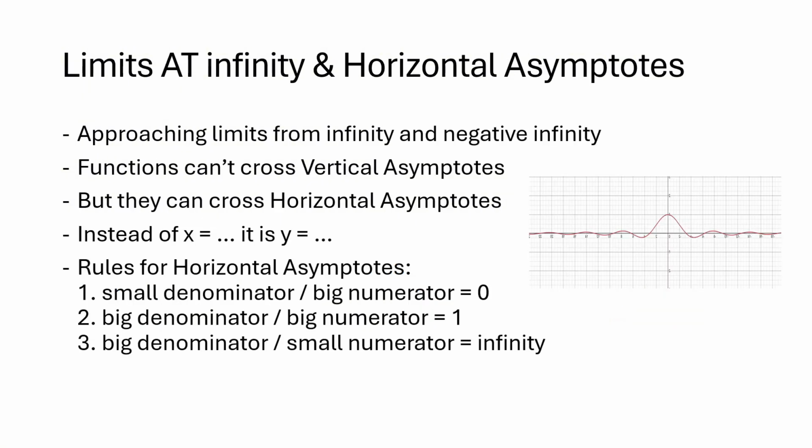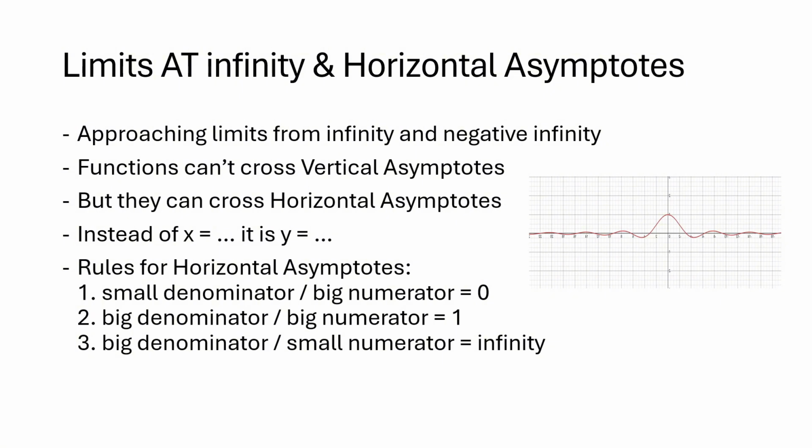Limits at infinity and using horizontal asymptotes. Approaching limits from infinity and negative infinity is very weird, basically. How it works is that a function can't cross a vertical asymptote, but it can cross a horizontal asymptote. You can see on this picture on the right of sine x over x, its horizontal asymptote is essentially y equals 0, where it gets pretty close to 0, and it crosses it. How it works is for a vertical asymptote, it's x equals some number, but in this case for a horizontal asymptote, it's y equals another number.